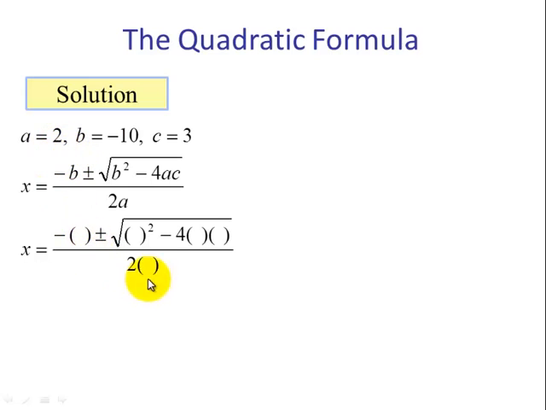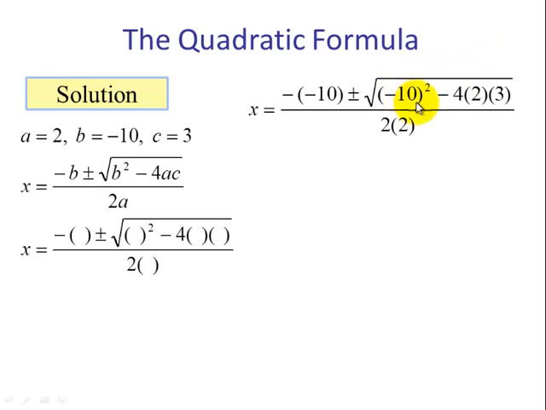Substituting these values in our formula, negative 10 will go in for b, here and here, a is 2, 3 is c, and the denominator is 2 times a, which will be 2 times 2. Again, working inside the square root, negative 10 squared is 100. This will always be a positive number. Make sure you include parentheses.